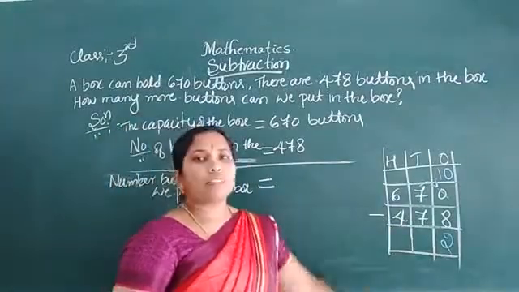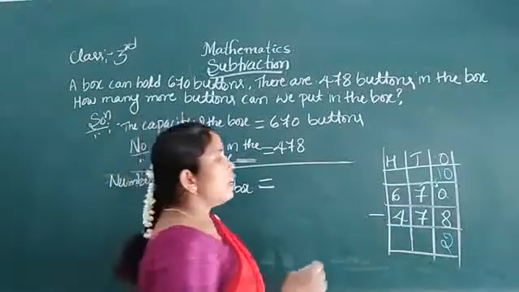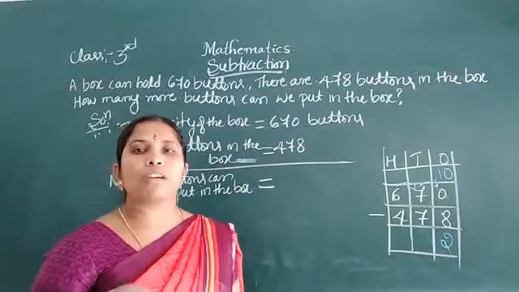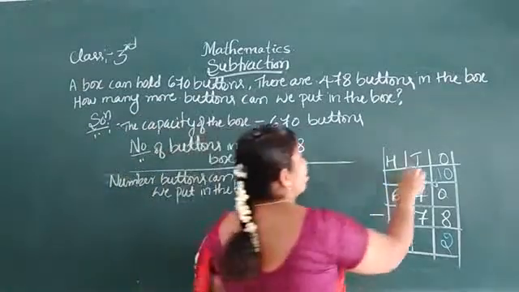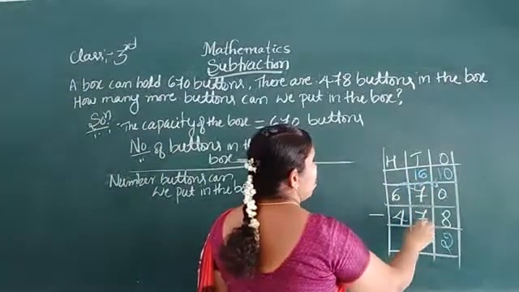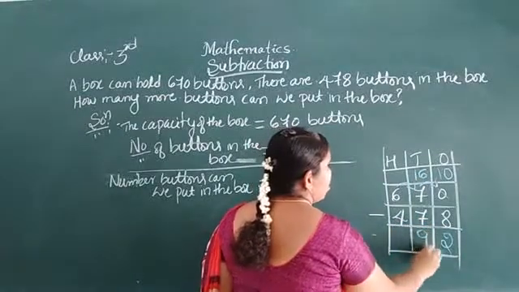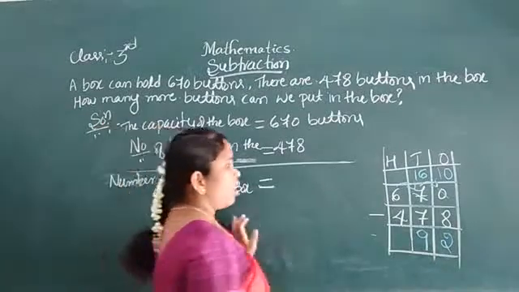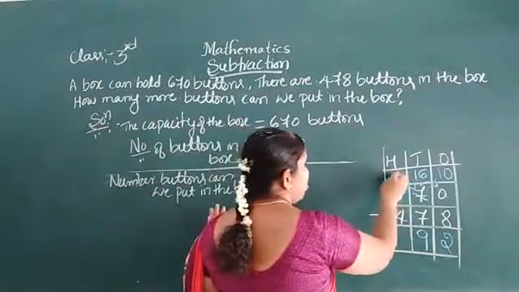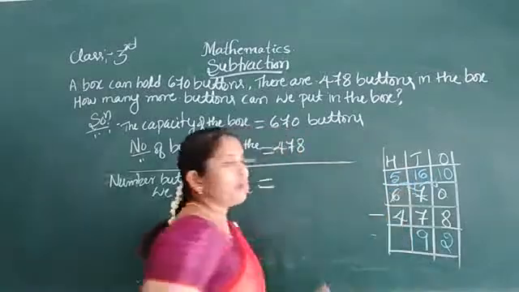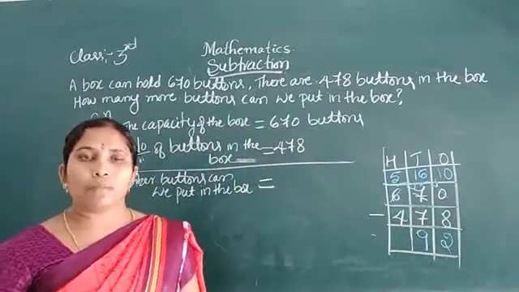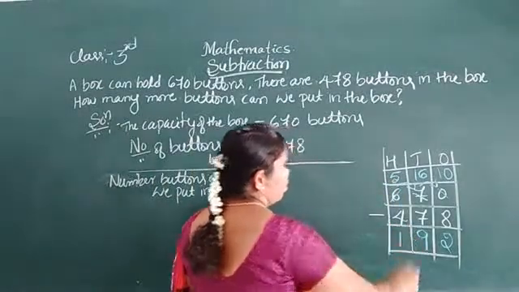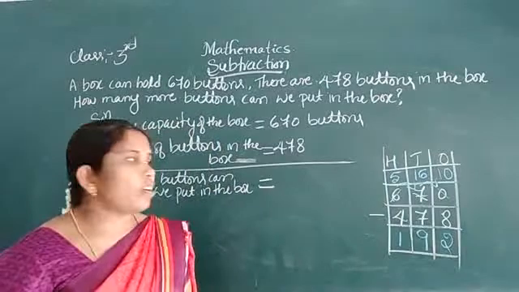So 6 minus 7 is not possible. Take borrow from the neighbor digit. 1 borrow equals 10, 10 plus 6 is 16. Now 16 minus 7 is equal to 9. Then this 6 becomes 5 because it gave borrow to the neighbor digit, so 5 minus 4 equals 1.